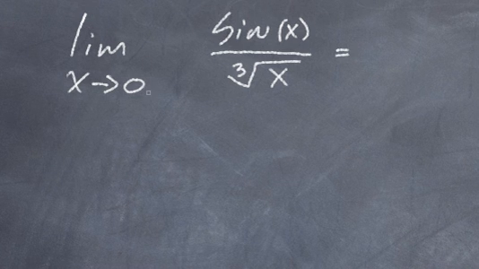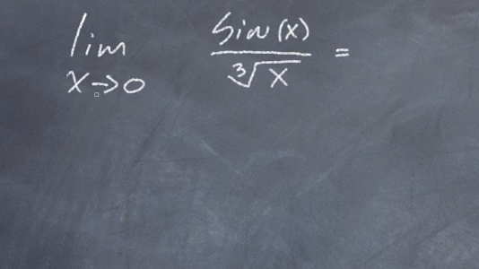We have the limit as x approaches 0 of sine x over the cube root of x. And we do the direct substitution, plugging 0 directly in. We end up with sine 0 over 0, so we end up with 0 over 0, and that means that we need to try to factor, or do some kind of trick we've learned earlier.